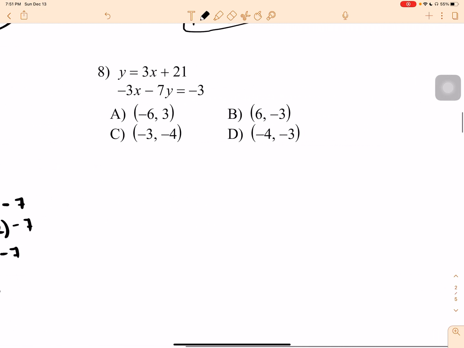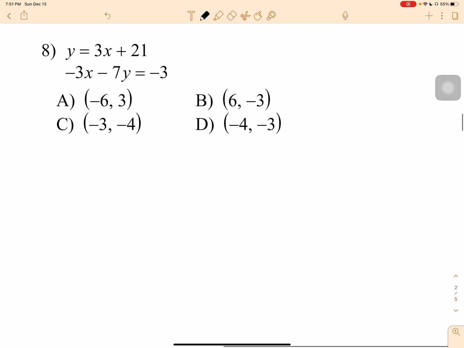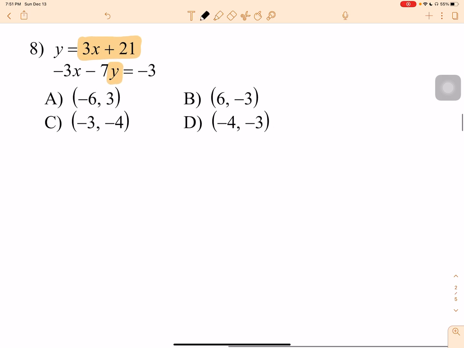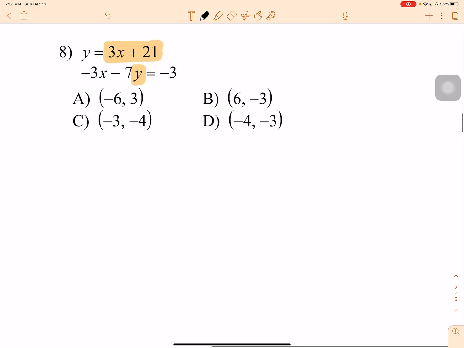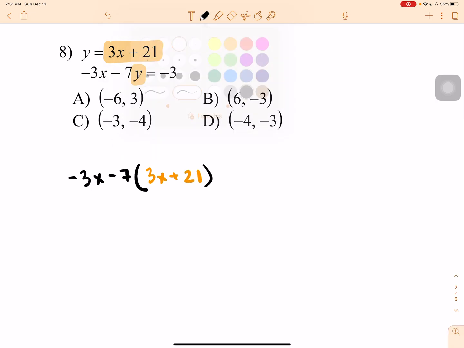All right, so this one's slightly more difficult, but not too bad. Here it tells us that y equals 3x plus 21. So let's plug in that y for this y down here. It's a system, so the y's are equal to each other. So here I have negative 3x minus 7, and then I'm going to plug in my y. I know y equals 3x plus 21, and then that all equals negative 3. So I wrote out this equation and substituted in this y value.